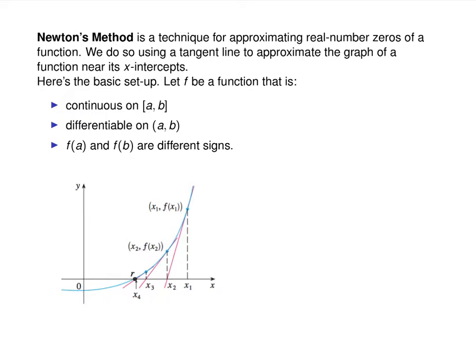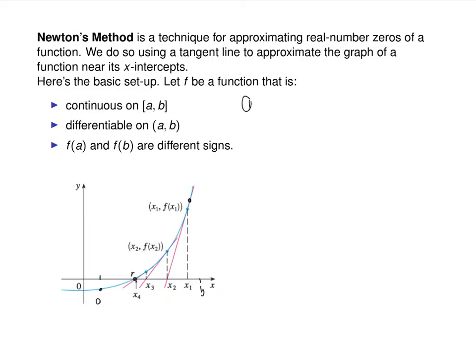So here's the basic setup. Your function has to be continuous on some interval and differentiable on that interval. And on that interval, f of a and f of b are different signs. So this might be my a, this might be my b. Does that make sense? So on one side the function's negative, on one side the function's positive.